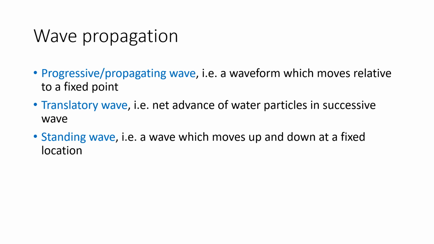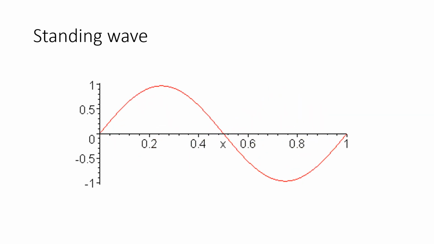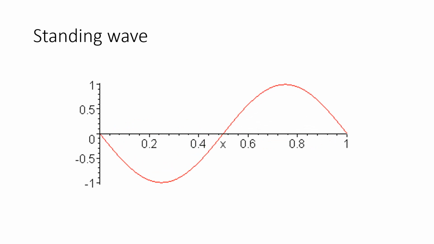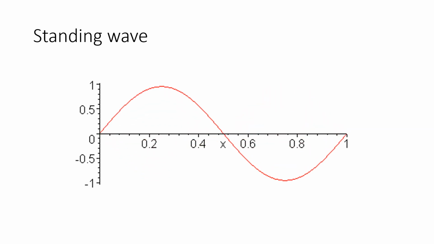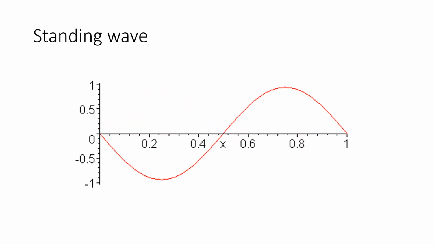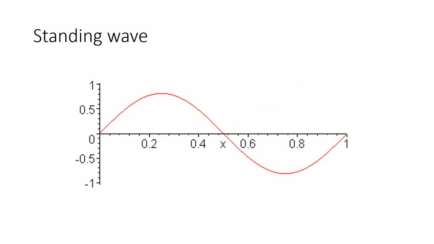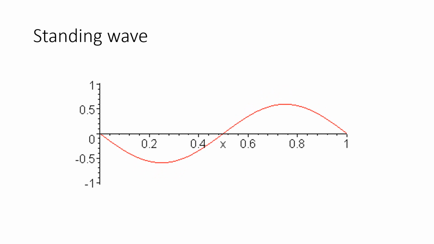Meanwhile, we may also have a standing wave. A standing wave is a phenomenon whereby a wave moves up and down at a fixed point. This is an example of a standing wave. Usually a standing wave happens when a propagating wave is reflected by a fixed boundary, so that the incoming wave and the reflected wave collide into one another and form a standing wave or a phenomenon like this.